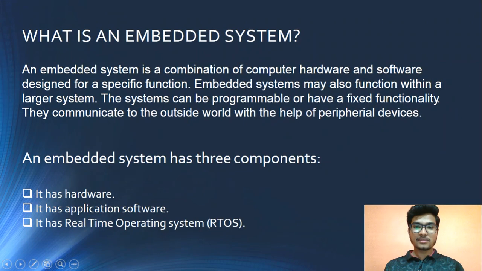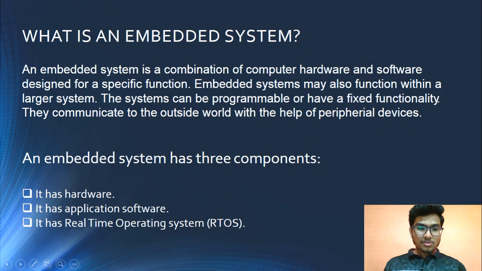So starting with the basics, what is an embedded system? An embedded system is a combination of computer hardware and software designed to perform a specific function or to execute a specific task. Embedded systems may also function within larger systems. The systems can be programmable or they have a fixed functionality within them. Embedded systems are designed to control many different devices, starting from small sensors to the real-time control systems used on a NASA space probe. All these devices use a combination of software as well as hardware components, as I've explained to you earlier. Each component is designed to provide higher efficiency and is designed for future extension and expansion.